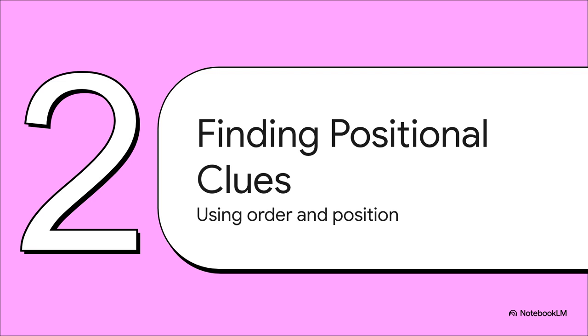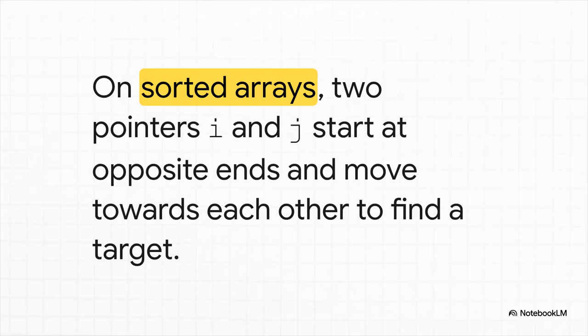We're now going to look at patterns that are all about using the order and the relative position of elements to unlock really efficient solutions. And the two-pointers technique is the perfect example of this. So picture a sorted array. This is key, it has to be sorted.